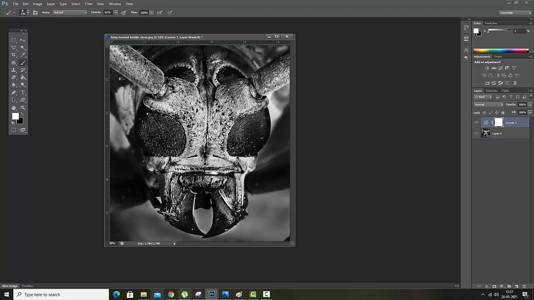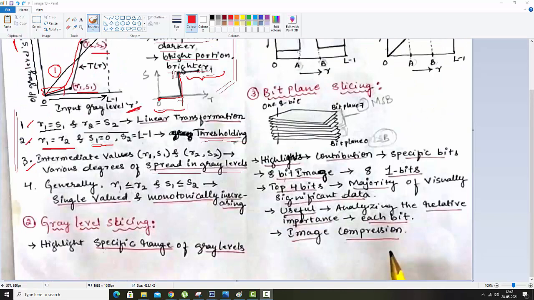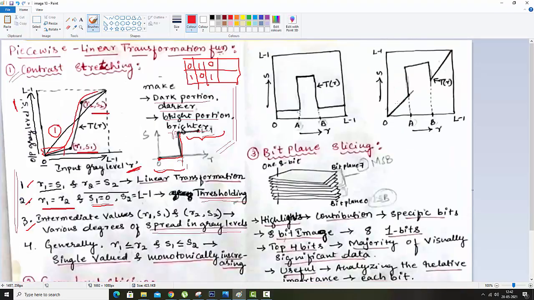So I think this portion which we are doing, the pen portion, the total thing is now clear. At a specific range we are increasing the gray levels, which is almost like thresholding.